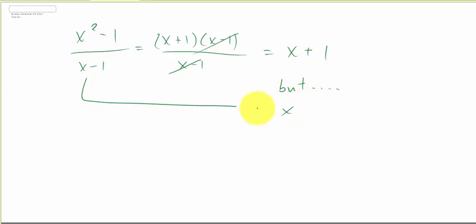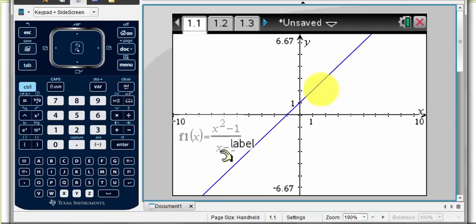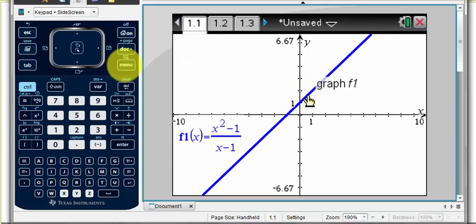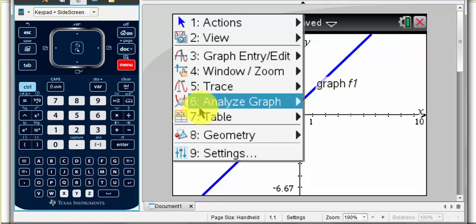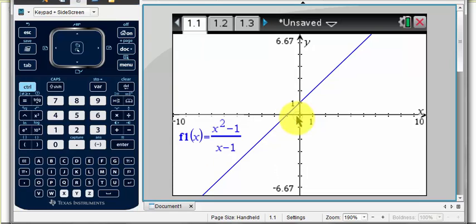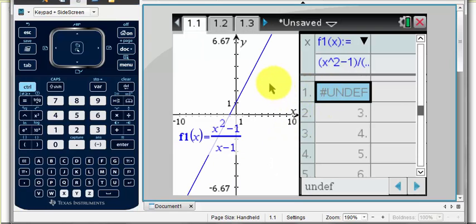remember back here, x cannot equal 1. And you might be going, wait a second, hold on. Where do we see that on the graph? Well, you can't see it because a point is infinitely small, but if we look at a table, look at that, at x equals 1, this function is undefined. So there's a hole in this graph.